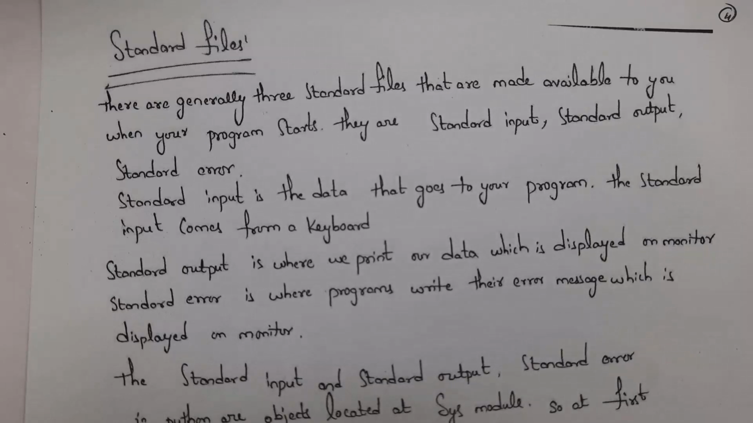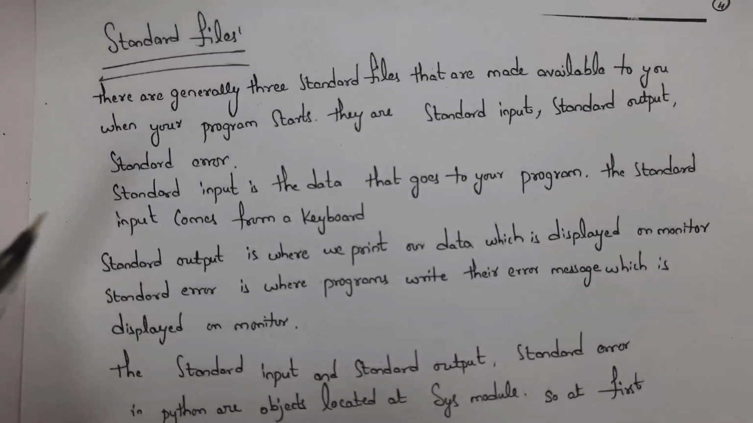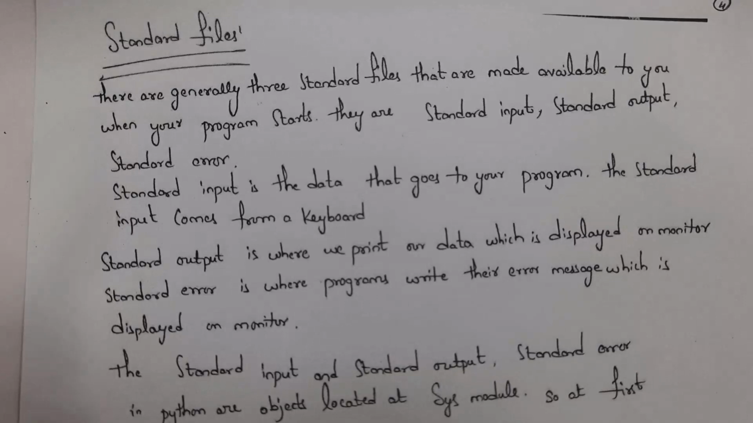Let's get started. There are generally three types of standard files that we can use in our program. They are standard input, standard output and standard error. Standard input is nothing but whatever data we give by using the keyboard. Standard output is whatever data is displayed on my monitor. If the program is successfully executed, then we will get standard output.